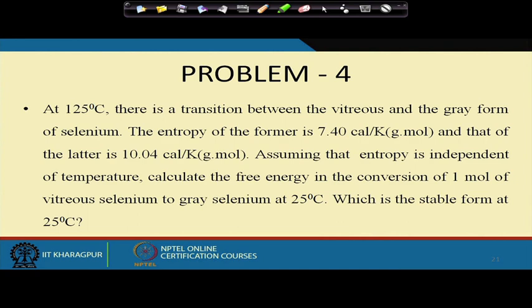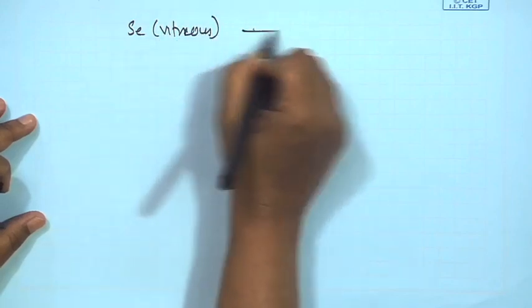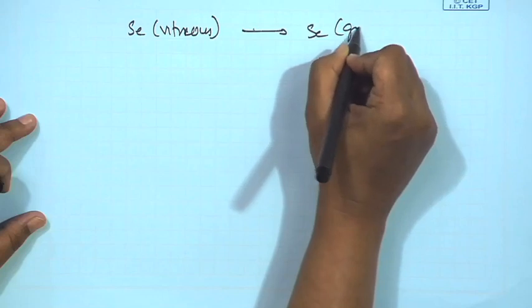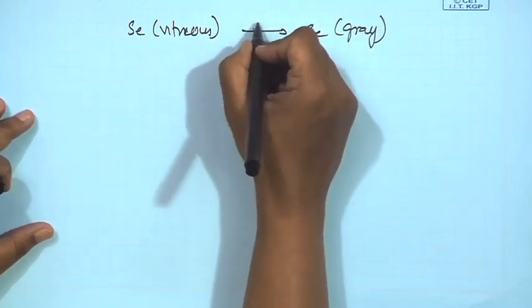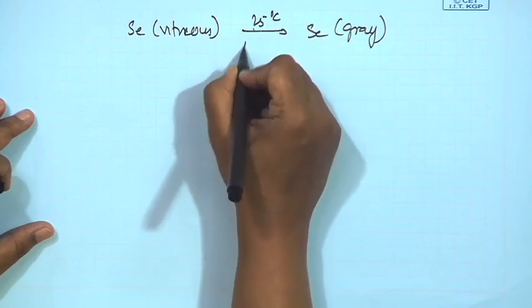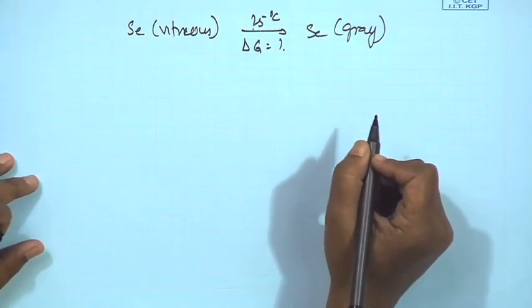It tells you about the transition from the vitreous to the grey form of selenium. What does it tell you? It tells you that suppose we have selenium in the vitreous state, we would like to convert it to selenium in the grey state. You are supposed to find out delta G for this at 25 degrees centigrade.